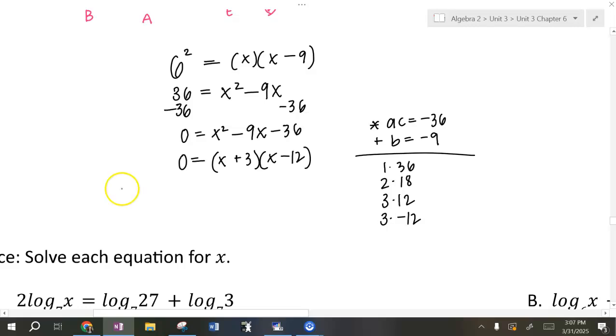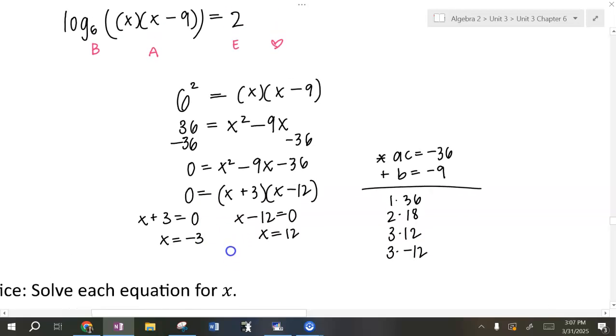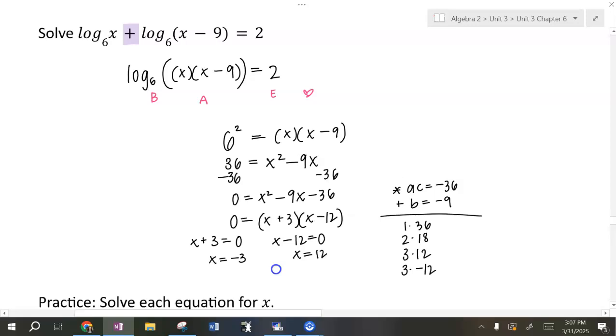After you factor it out, you use the zero product property. That's where you separate your two factors into two separate equations, both equal to 0 separately. And then you solve each equation on its own. The first equation solves to give you x equals negative 3. The second equation solves to give you x equals 12. Before you finalize these answers, you have to go back and check your work.